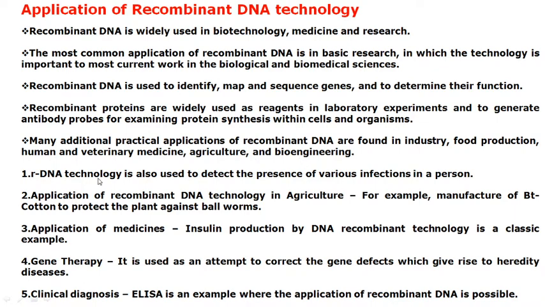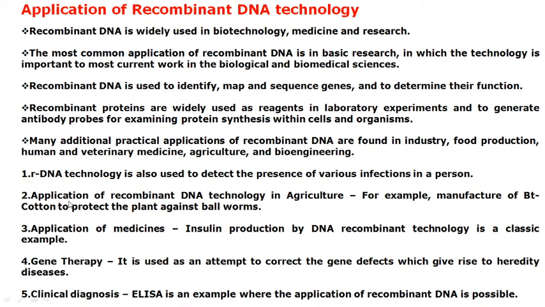So here I have given some examples. Recombinant DNA technology is used to detect the presence of various infections in a person. As you know, by rDNA technology, you can prepare some molecular probes. So using these probes, you can detect any pathogen present in humans or any living organism.